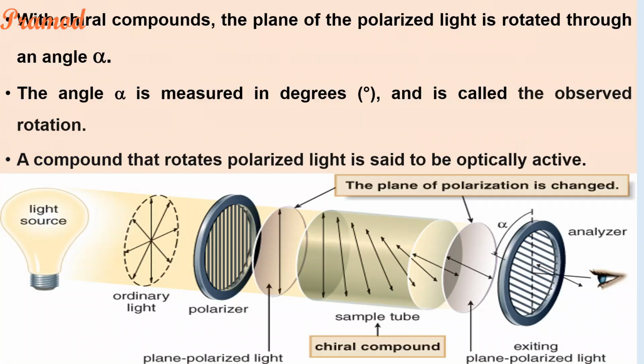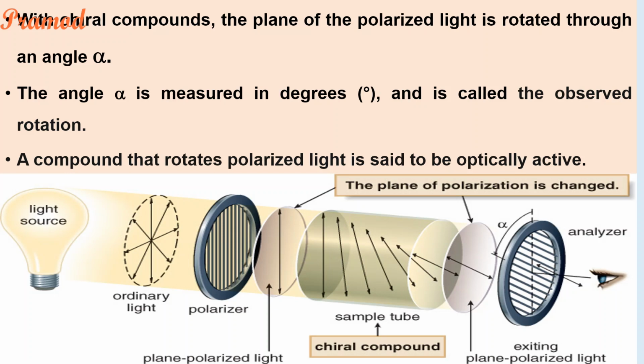With chiral compounds, the plane rotates through an angle alpha. The angle alpha is measured in degrees, and it is called the observed rotation. So whatever deviation we observe in the plane polarized light is known as observed rotation. A compound that rotates plane polarized light is said to be optically active. So the criterion for a compound to be optically active is that it should rotate plane polarized light.